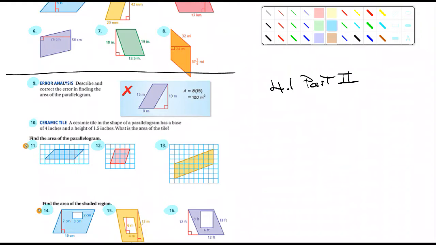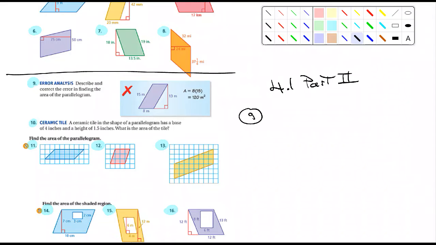Mr. Orweller, number 9 says, describe and correct the error in finding the area of the parallelogram. And so here's what they wrote. So they put the area as 8 times 15, which is 120 meters squared. They've made a mistake in figuring out the area of this parallelogram. So what I simply want you to do is to write in a sentence or two for number 9 what that mistake is that they made.